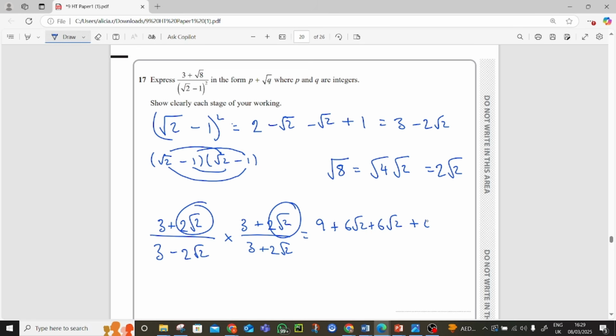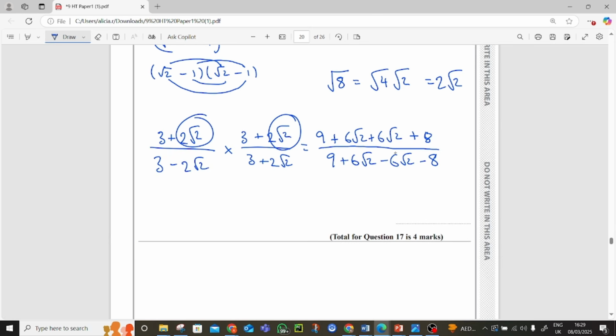And now let's do the denominator. So 3 times 3 is 9 again. And then 3 times positive 2 root 2 is plus 6 root 2. And then 3 times negative 2 root 2 is going to be minus 6 root 2. And then lastly, I have a positive times a negative, which is a negative. And I have that same thing again, where 2 times 2 is 4. Root 2 times root 2 is 2. And so this is going to be 4 times 2, which is 8.